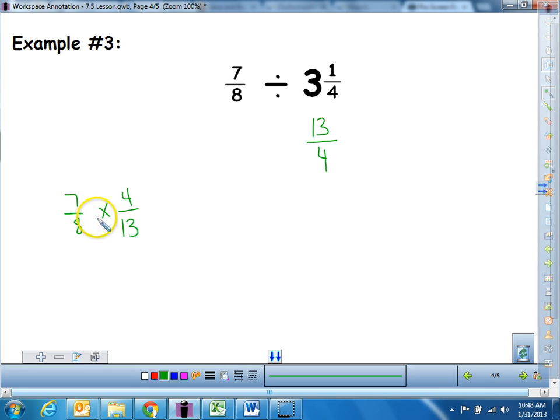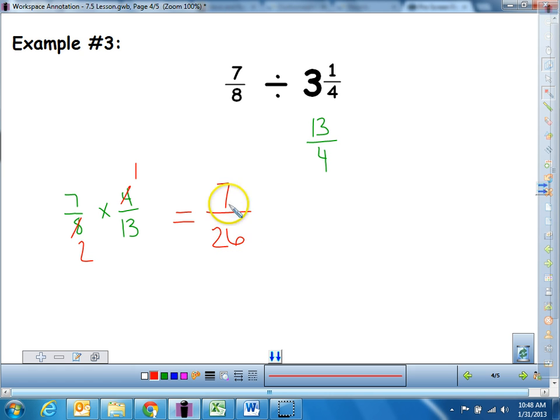So here again, we're looking for common numbers here. We've got a 4 and an 8. They're both divisible by 4. So we get a 1 and a 2. I got 7 and 2, 1 and 13. They don't work together, so I'm just going to multiply straight across. 7 times 1 is 7. 2 times 13 is 26.